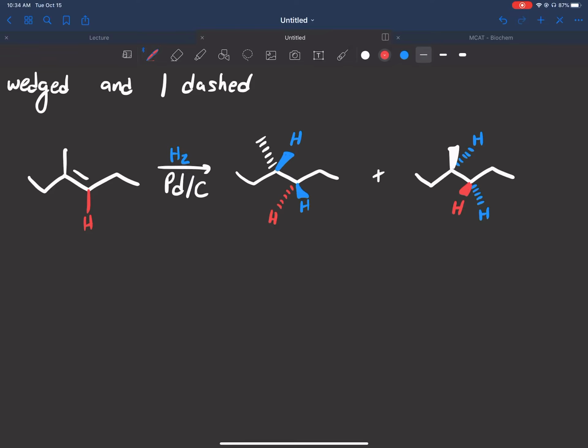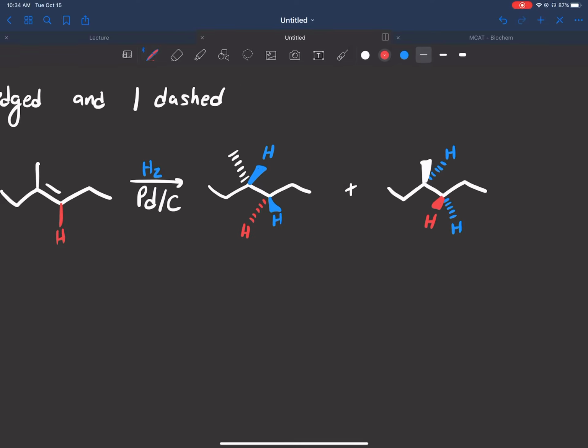And so you can see that we have two products, and what I want to point out for you guys is this carbon and this carbon. You can see that it has 4 unique substituents, so it's chiral. It's also the only chiral carbon on that molecule. If we do the R and S configuration for it, you will see, and actually let's just do that right now. So let me just remove that.